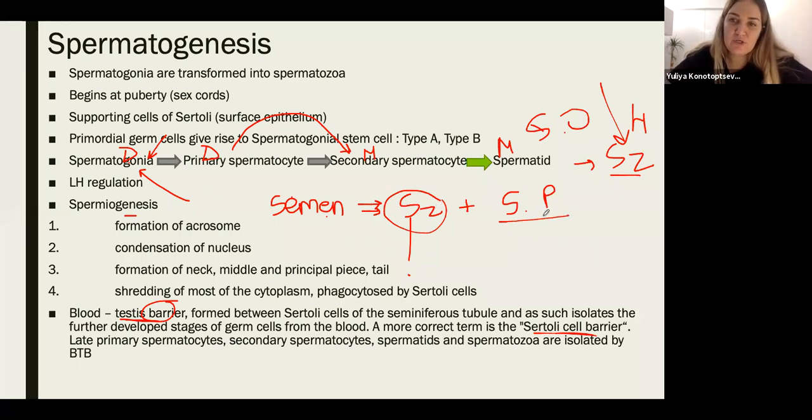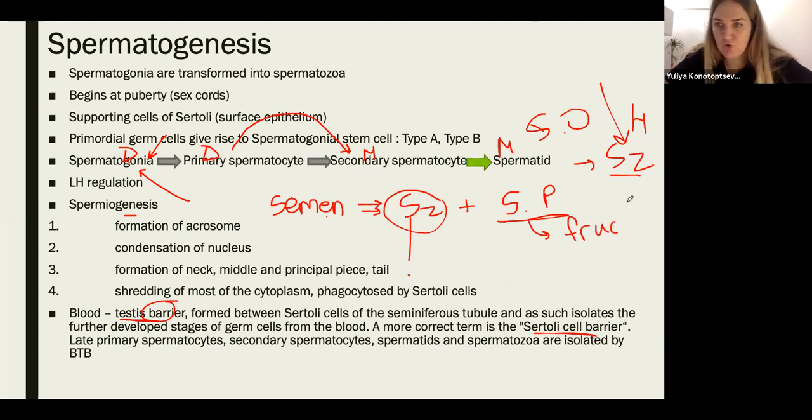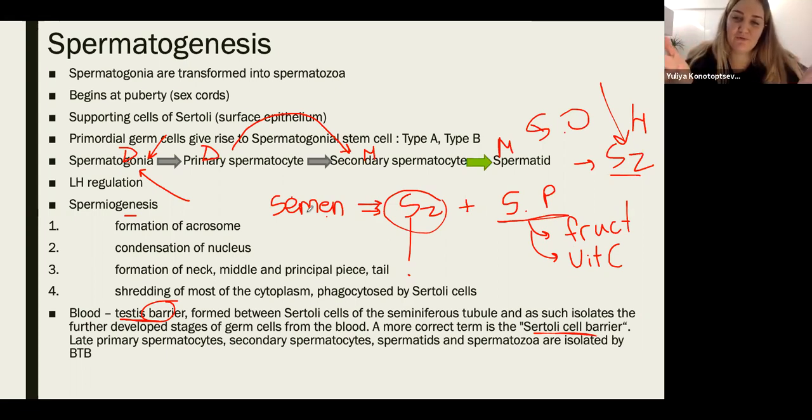The question you're going to expect is this: what are the contents of seminal plasma? What is inside of it? Most important thing, fructose, because spermatozoa are unique. They don't like glucose, they like fructose. So seminal plasma is filled with fructose. It has vitamin C. This is why in some countries, semen is used as a mask for the face to make your face brighter.